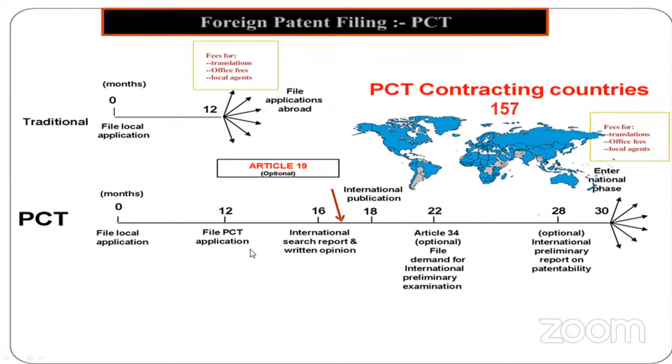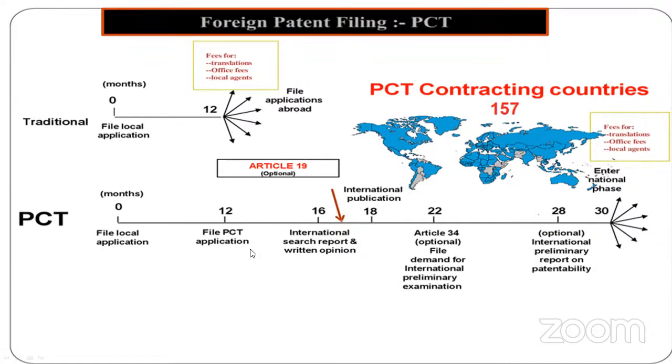If they have objected on novelty, inventive step, or industrial applicability, there is a provision for filing an Article 19 amendment in the claims. After amending the claims or filing the Article 19 amendment, it goes for international publication within the timeline limit of 18 months. If you think you have to amend your complete specification, there is also a provision: you have to file the Article 34 amendment. The fees for filing the Article 34 amendment are 3 to 4 lakh rupees.